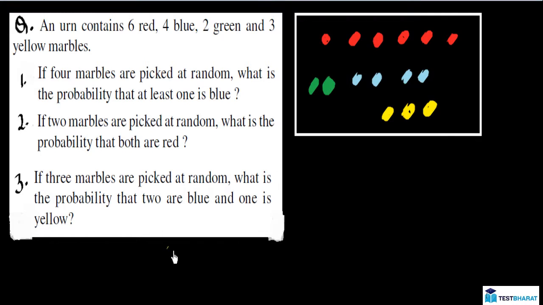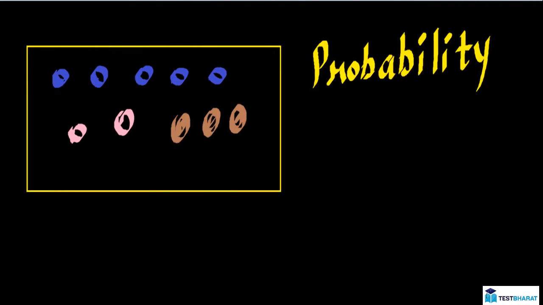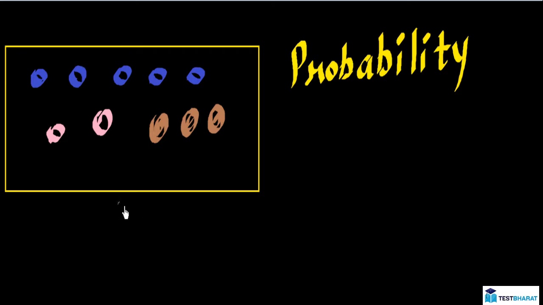In this video, we will learn probability. This kind of question is always asked in competitive exams. So what we need to do is, first we need to understand the basics. Let's say this is a box. In this box, I have 5 blue marbles, 2 pink marbles and 3 brown marbles.